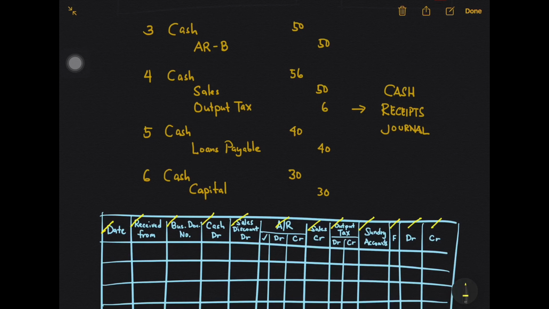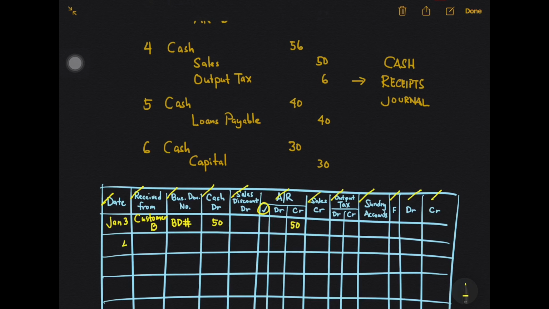And now let us transfer the journal entries here in the cash receipts journal, starting with the first. The first one is on January 3. So first, we write the date, January 3. In the transaction, the cash was received from customer B. So we write customer B. For business document, just write the name of the document and then write the number. Of course, you always have an input to cash debit, because that's the reason why you are placing it in the cash receipts journal. So here, debit to cash, 50. Then credit to accounts receivable. By the way, we have a check here for later. Now, this is part of the posting.